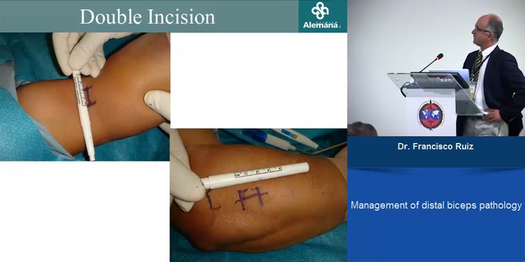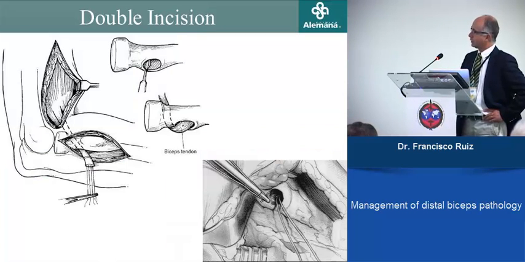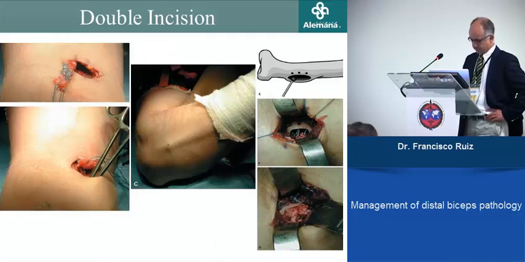The other way, you can choose a double incision, as Mayo surgeons do it. This is the technique where you can use transosseous sutures, putting the distal biceps tendon inside a groove, or you can use it with anchors.